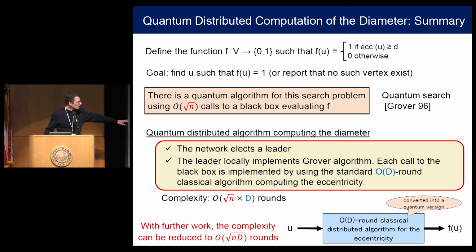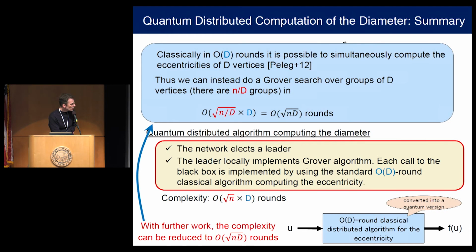And with further work, the complexity can be reduced to square root of nD. So how to do this? Here I said that in D rounds, classically, I can compute one eccentricity.